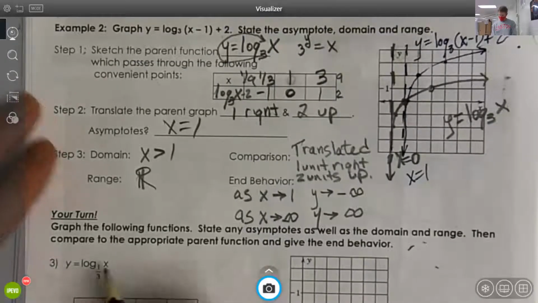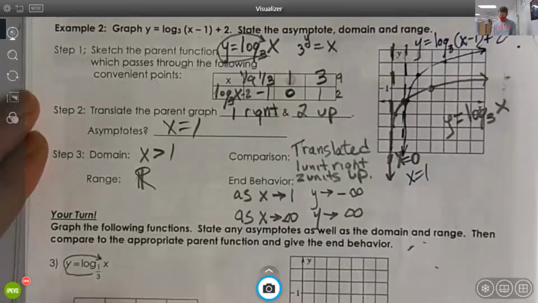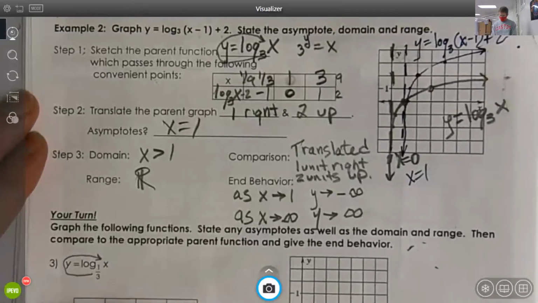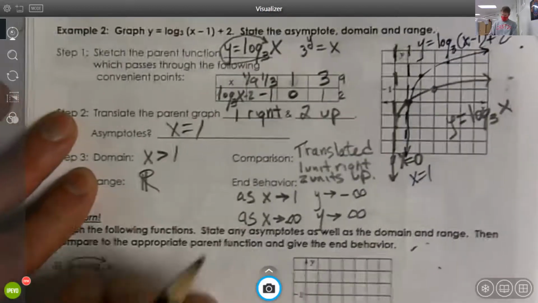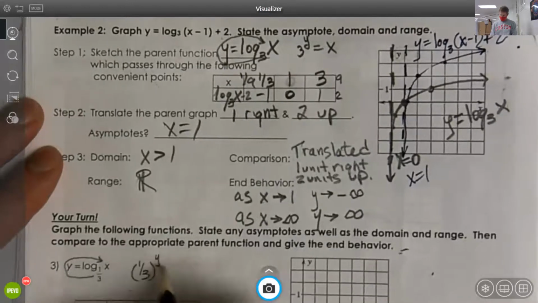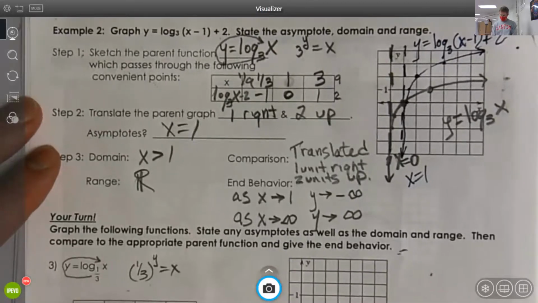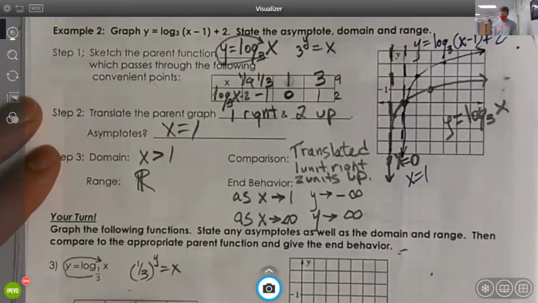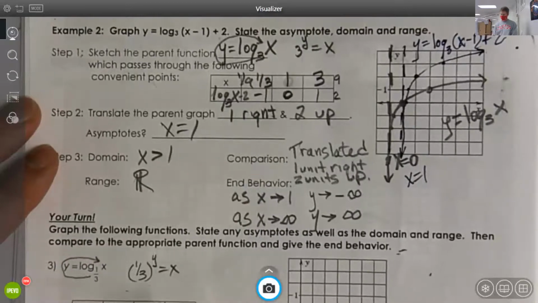All right, to graph this one, we will first write it in exponential form. So we'll have 1/3 to the y power. Well, that's not where we write it. We write 1/3 to the y power equals x. So in our table, we are graphing the log base 1/3 of x. So when the y value is 0, any exponent to the 0 power is 1.